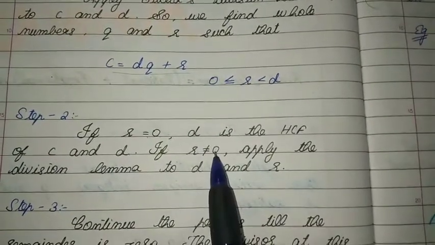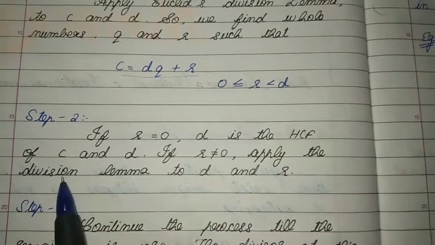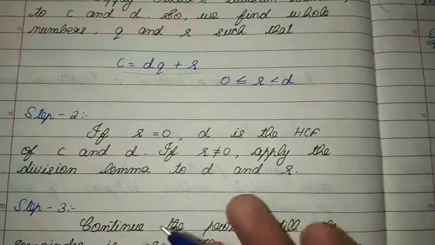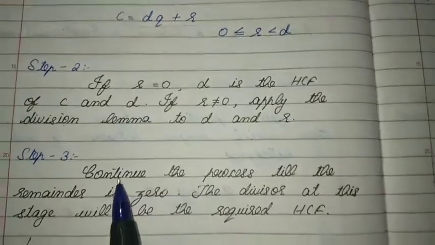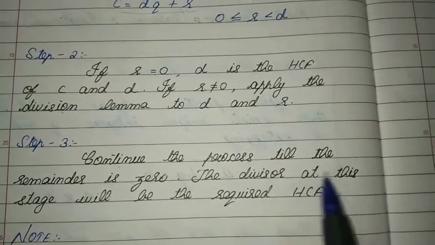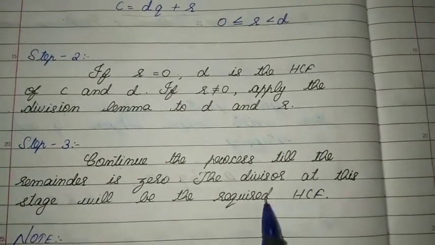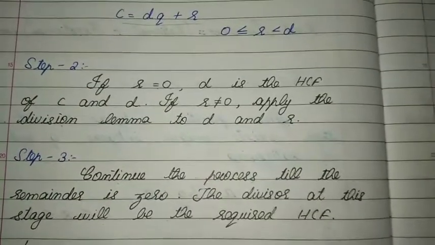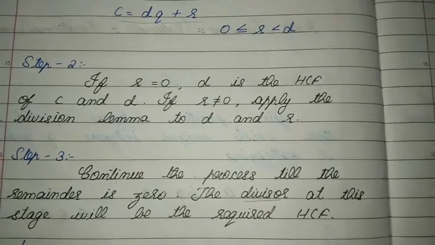If R is not equal to 0, apply Euclid's division lemma to D and R. The second step, the same thing is given. Continue the process till the remainder is 0. The divisor at this stage will be the required HCF. As I said, 10 was the HCF, isn't it? The same thing, that is the divisor they are saying.